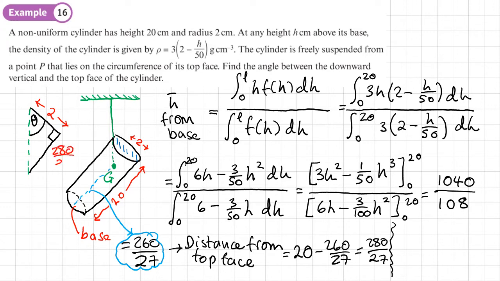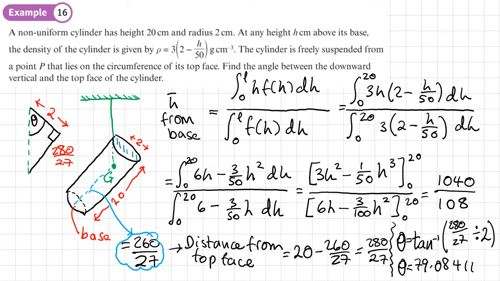So that angle that I'm trying to find is going to be the tan inverse of the opposite over adjacent, 280 over 27 divided by 2. And that's going to give me 79.08411 and so on. So to 3 significant figures, I'll give that as 79.1 degrees. So I'll just get rid of that. 79.1 degrees, and that's 3 significant figures. Okay.